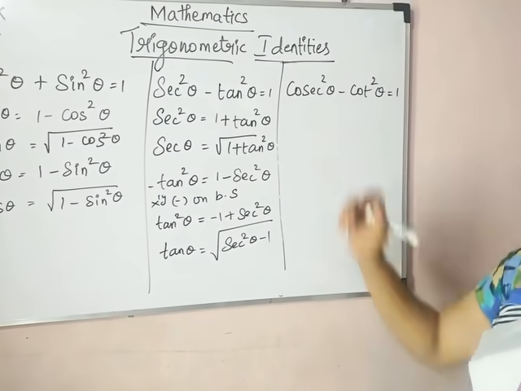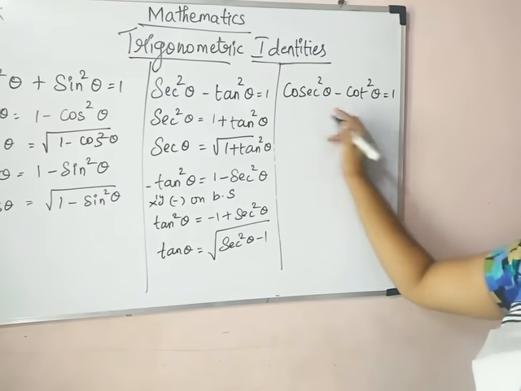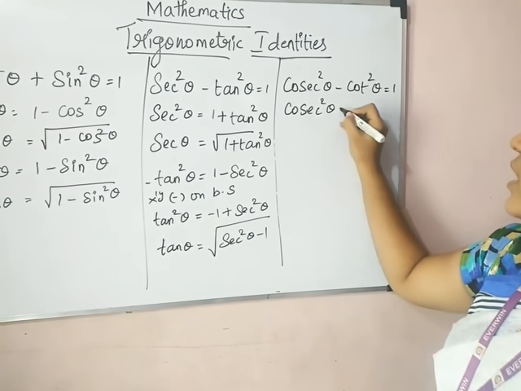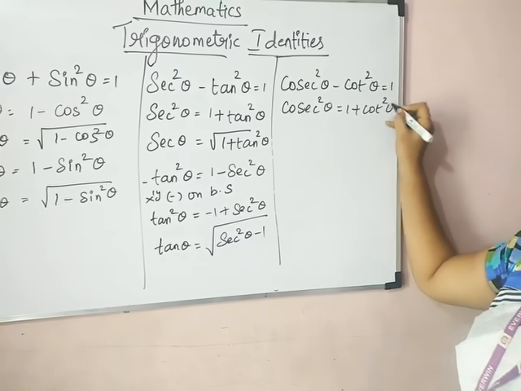Same way, we are moving to the third one. For our convenience, can we convert this one? Cosecant square theta is equal to 1 plus cot square theta, right?